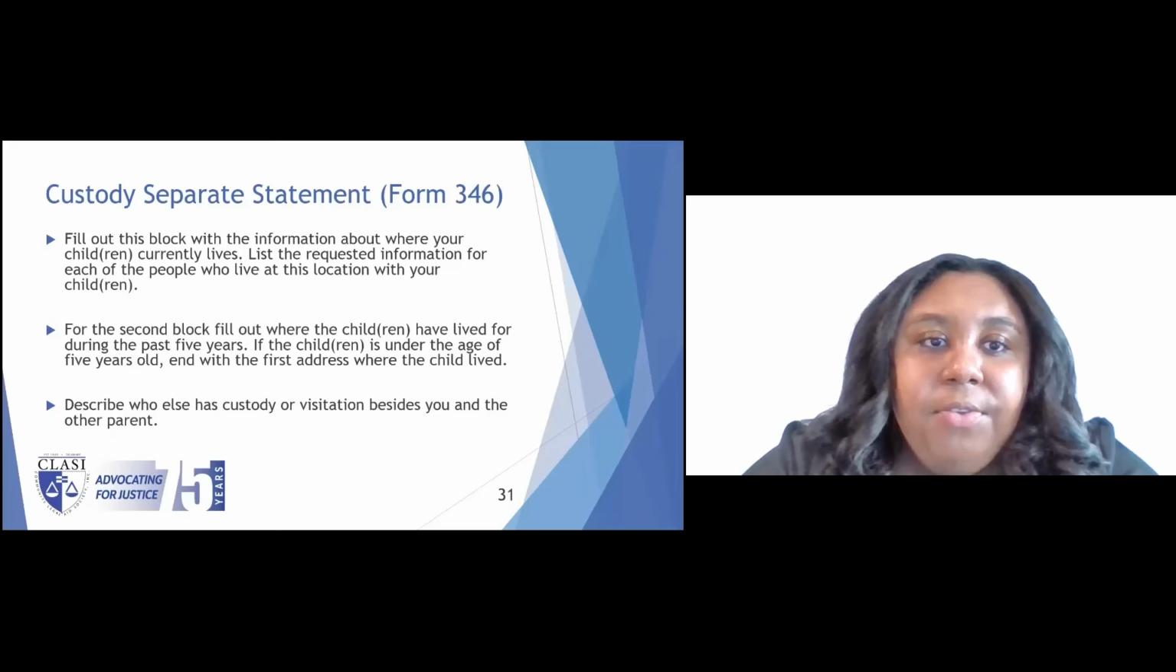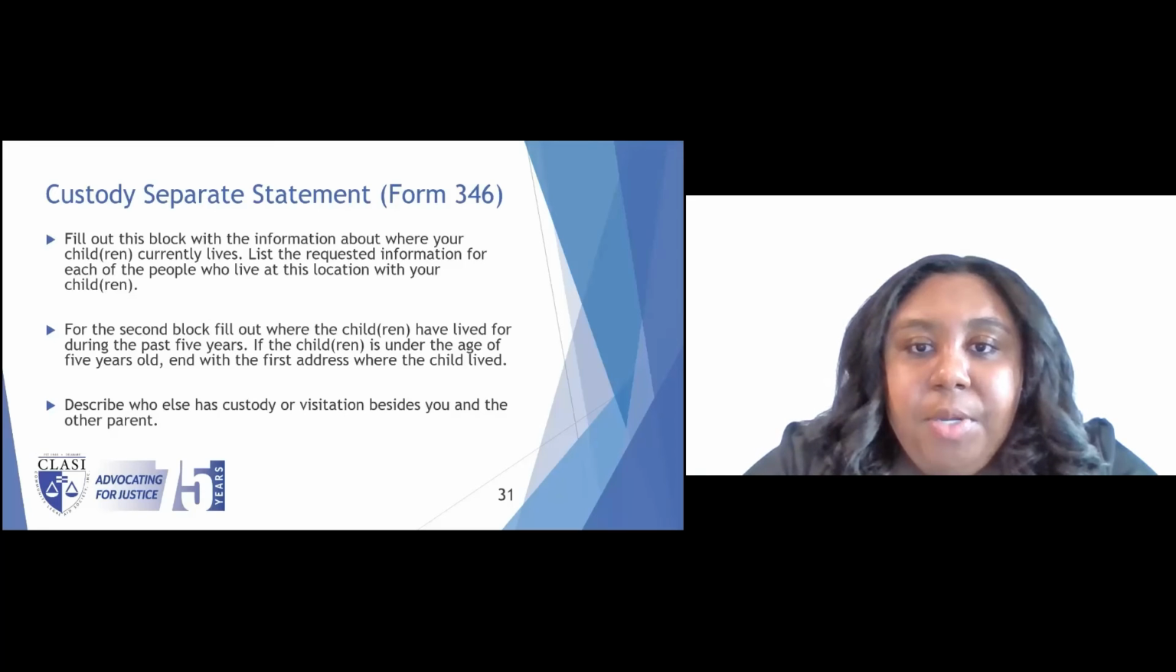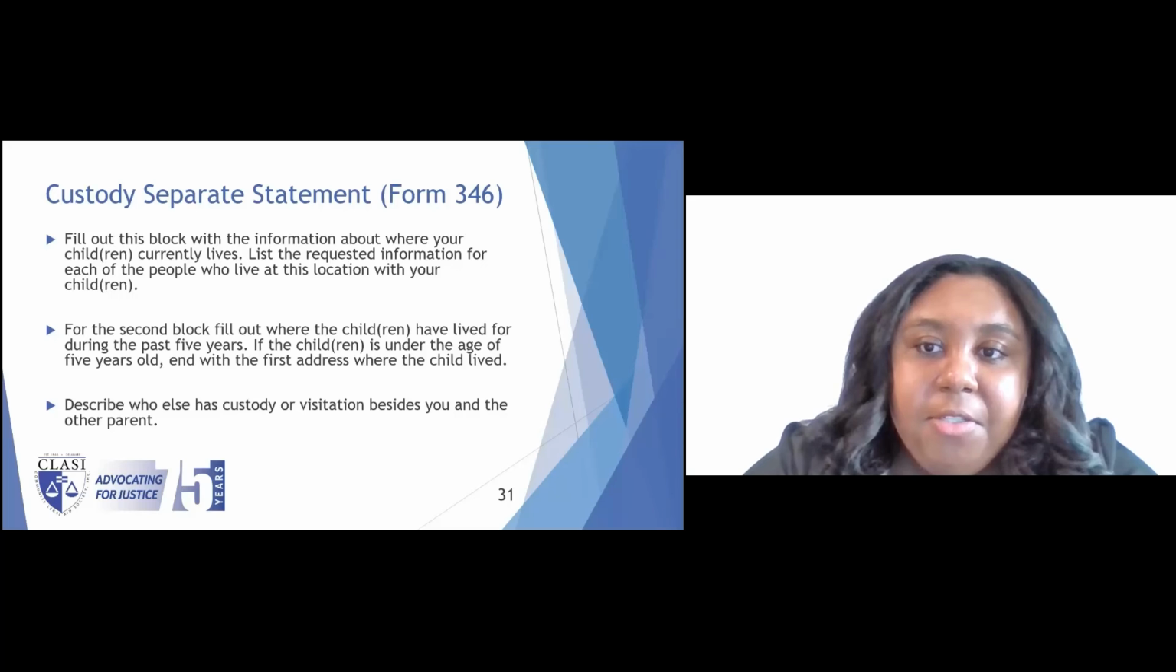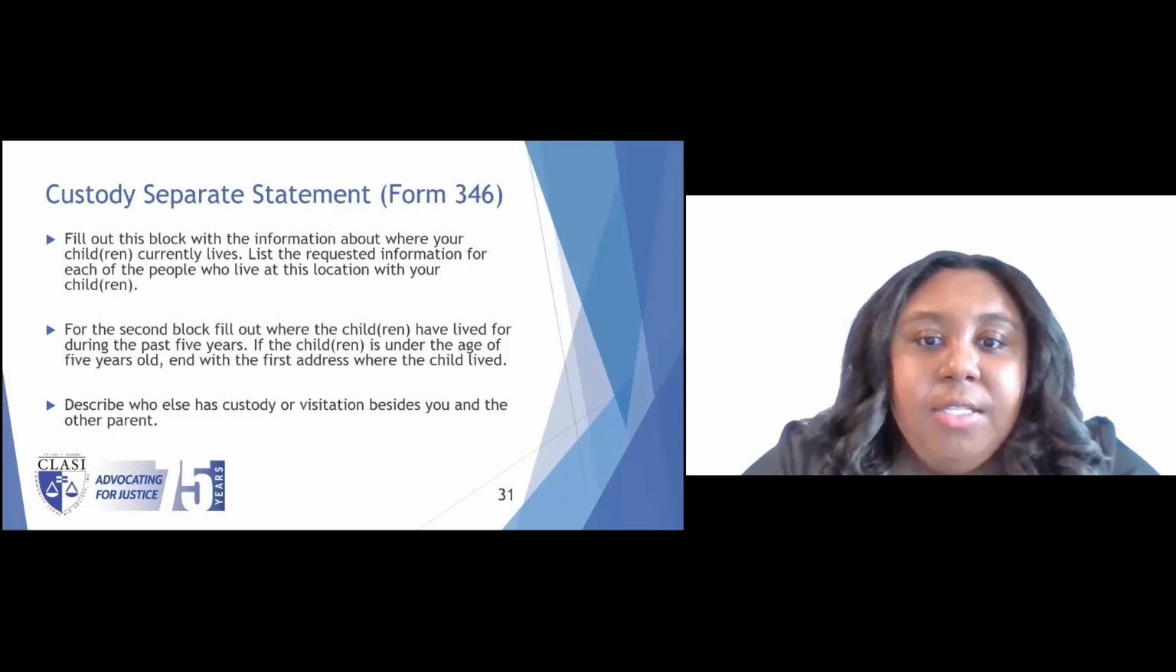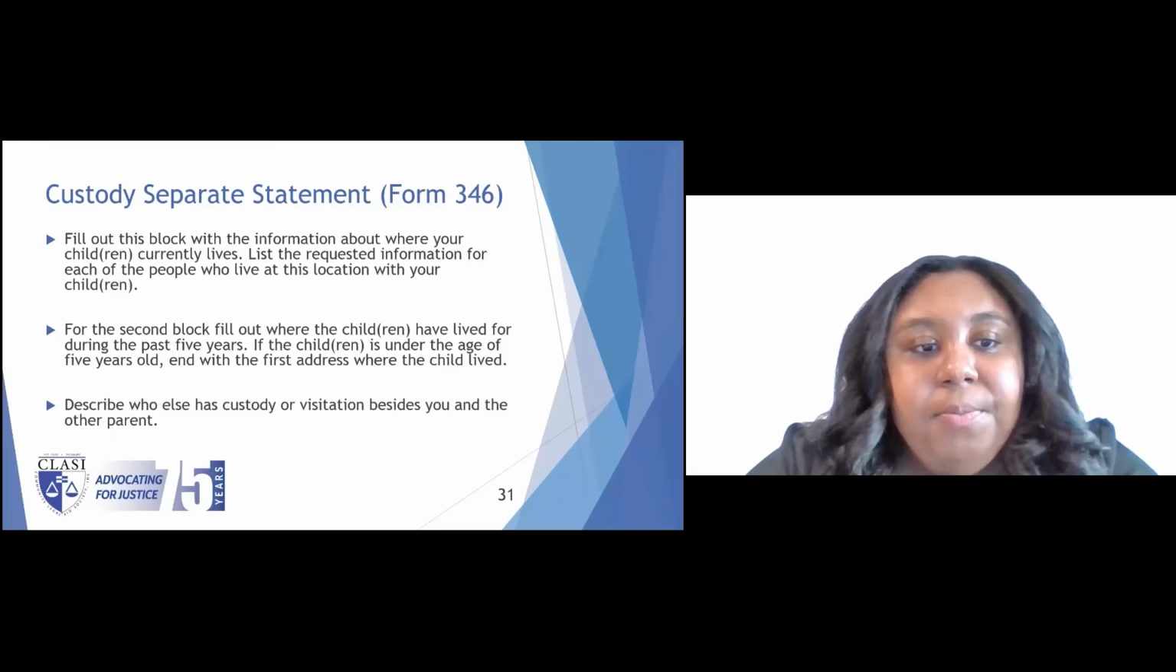The next step is to fill out the information about where your child currently lives. You should list the requested information for each of the people who live at this location with your child. For the second block of information, fill out where the child has lived during the past 5 years. If the child is less than 5 years old, end with the first address where the child lived. You should also describe who else has custody or visitation with the children besides you and the other parent.